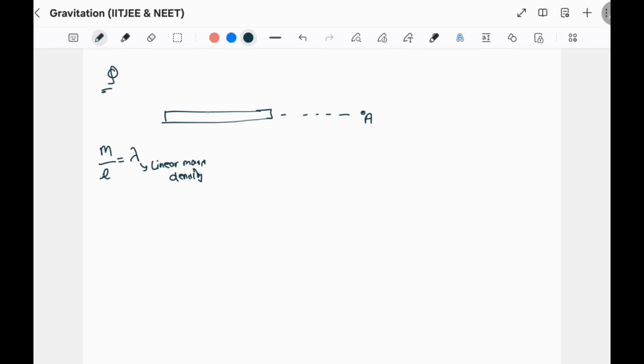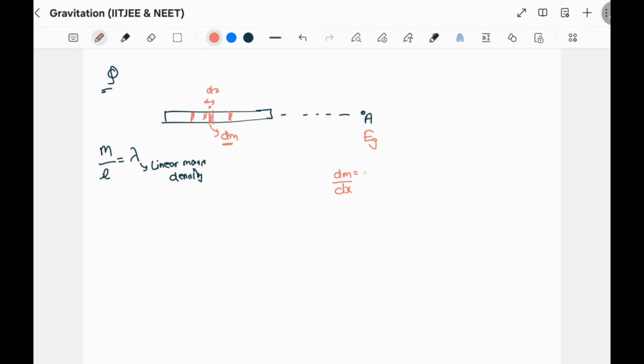So we will take a small component here of mass dm. For dm, we will say that a dm mass is kept here. Because of this dm mass, what will be the field at A? Then we will integrate by taking small dm on this rod, and we will find the total field at A, Eg. So dm can be written in terms of its length dx.